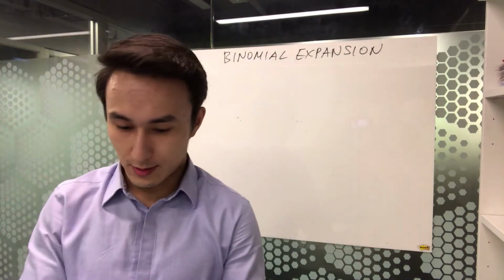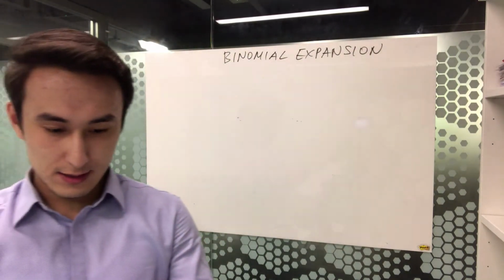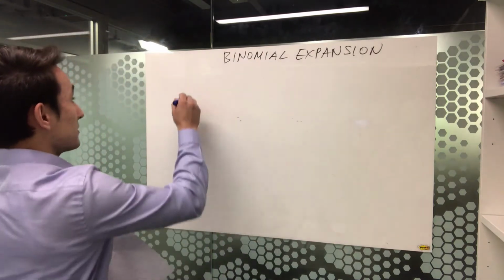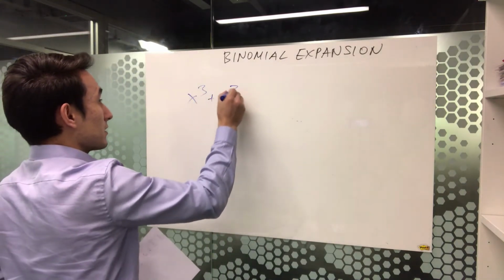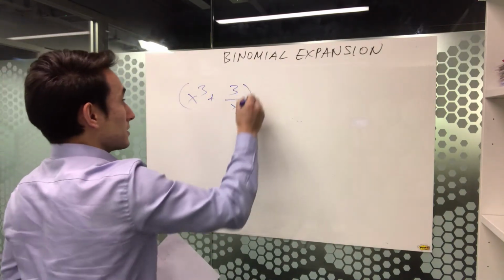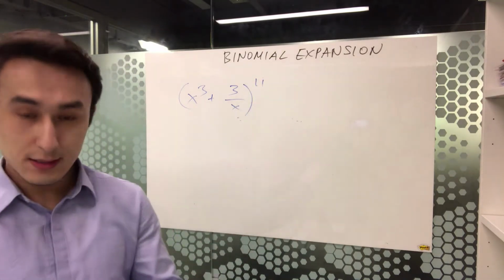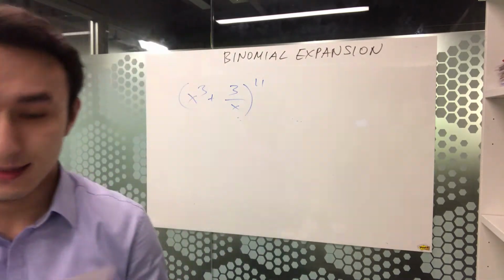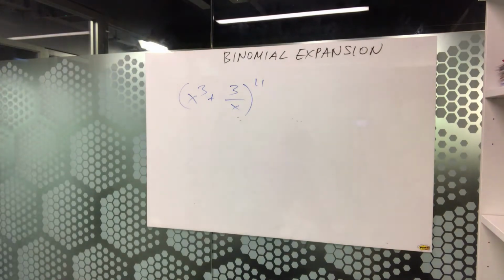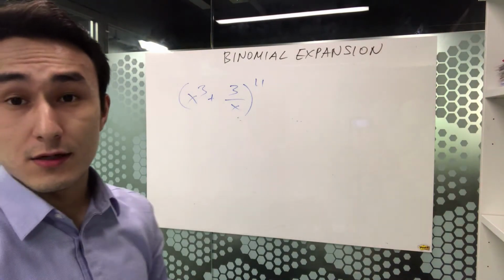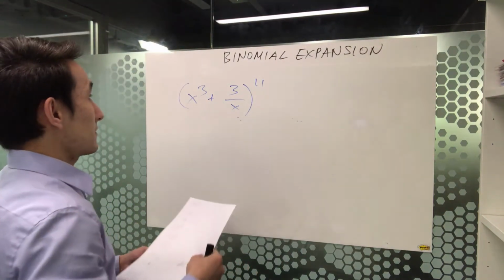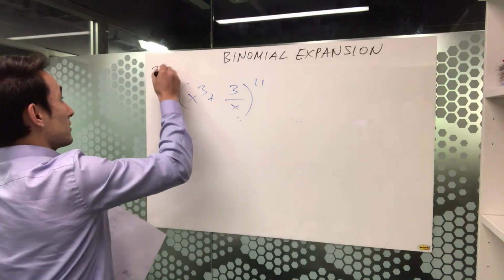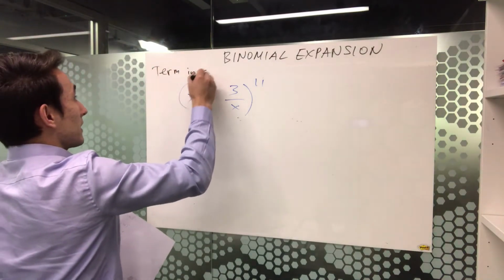Let's go to problem 2. This was problem 1. Problem 2 looks like this: (x cubed + 3 over x) to the power of 11. And the question is, find the term in x to the 9. Find the term in x to the 9. Okay? Term in x to the 9.